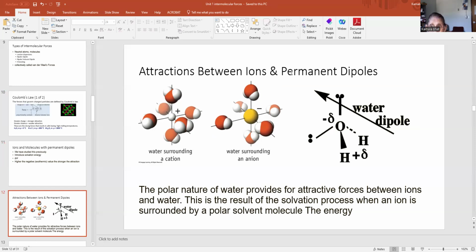Now, water has a permanent dipole, as you can see on the extreme right. The negative charge exists on oxygen, and the positive charge exists on the hydrogen atoms. And we have two lone pair electrons on it. The polar nature of water provides for attractive forces between ions and water. This is a result of the solvation process, when an ion is surrounded by a polar solvent molecule.